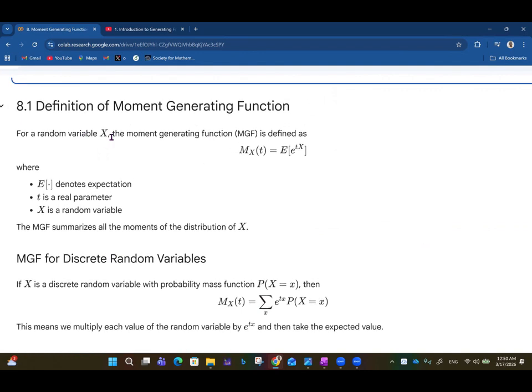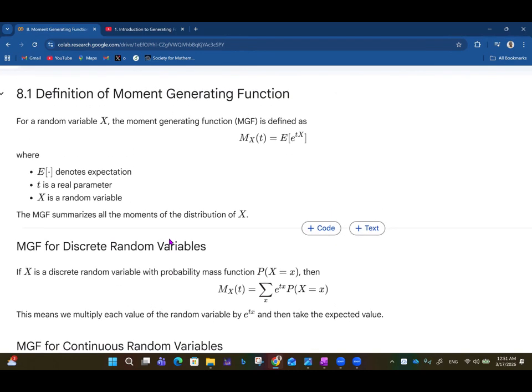So let's look at the definition of the moment generating function. For a random variable big X, the moment generating function, MGF, is defined as M_X(t) equals the expectation of e raised to the power tX, where E denotes expectation, like I said, and t is a real parameter, while X is a random variable. So the MGF summarizes all the moments of the distribution of X.